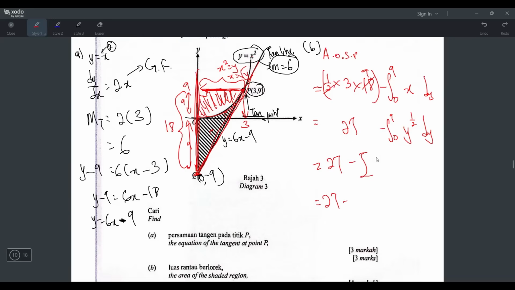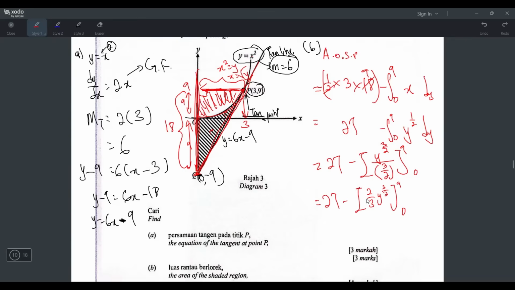So now integrate y power 1 over 2. When you integrate a power, you have to plus 1. 1 over 2 plus 1 is 3 over 2. And then you have to divide by the new power, 3 over 2, and close the bracket, from 9 to 0. Okay, y power 3 over 2. Dividing by 3 over 2 means times 2 over 3. So I will simplify it so that it becomes like this first.